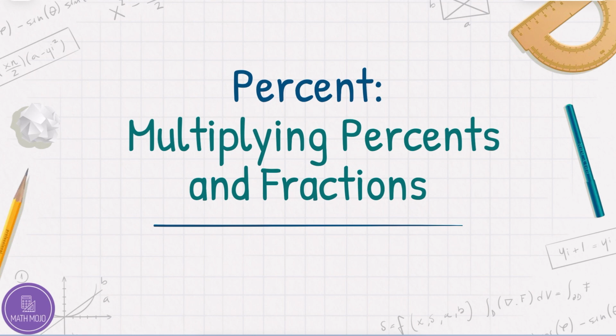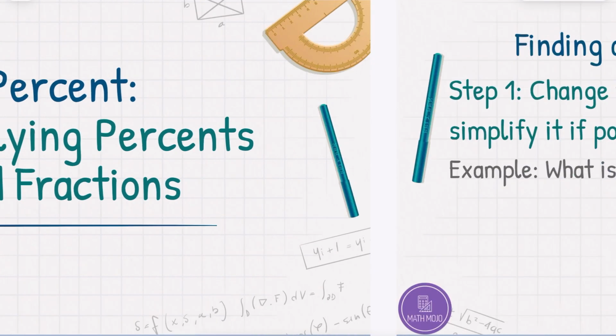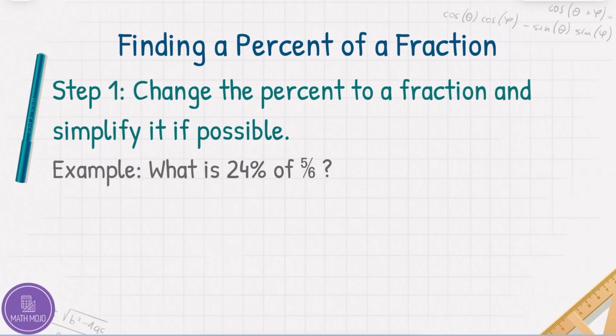Welcome to Math Mojo. Today we're going to be talking about percent, more specifically multiplying percents and fractions. So finding a percent of a fraction. Step 1, change the percent to a fraction and simplify if it is possible. So for our first example, we have: what is 24% of 5 over 6?